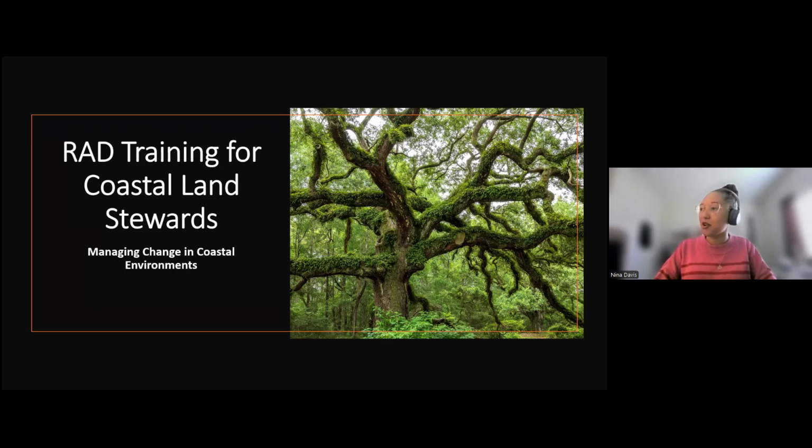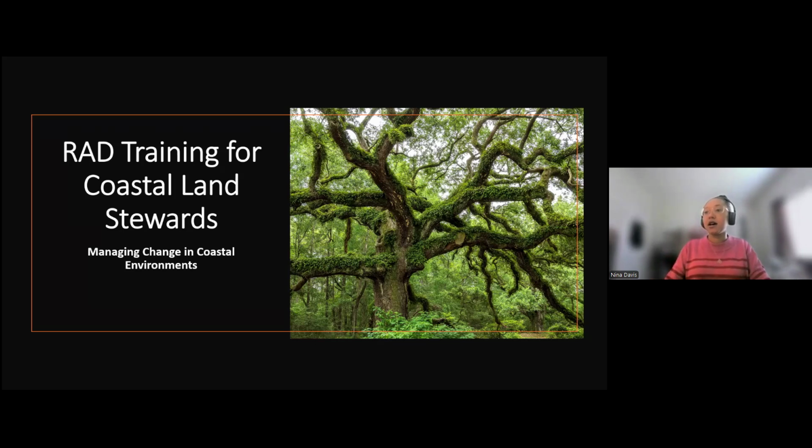So good morning, everyone, and welcome to the Gulf Coast, the Coast Resilience Institute RAD training for coastal land stewards. My name is Nina Davis, and I work with Mississippi State University, the Coastal Research and Extension Center, for a program called PLACE. Today, we'll explore the RAD framework and think about how it applies to the landscape challenges you work with.